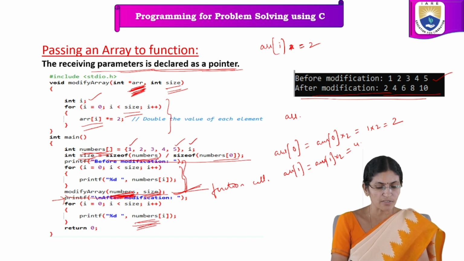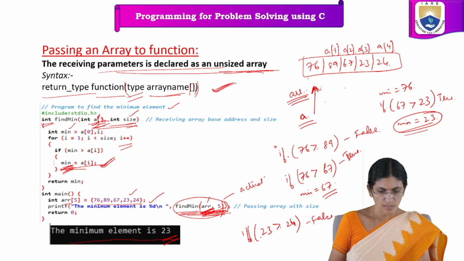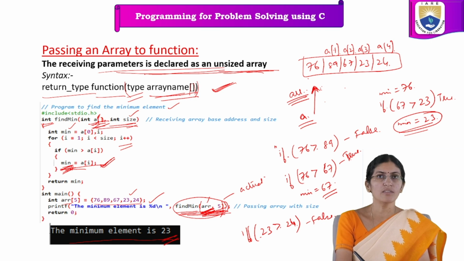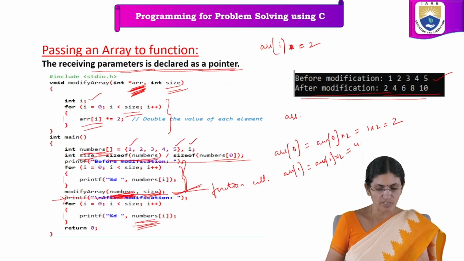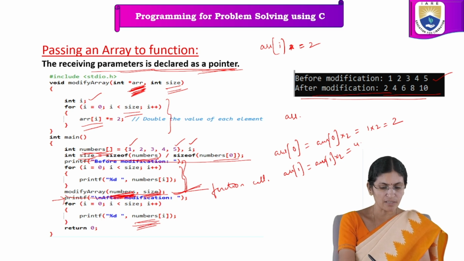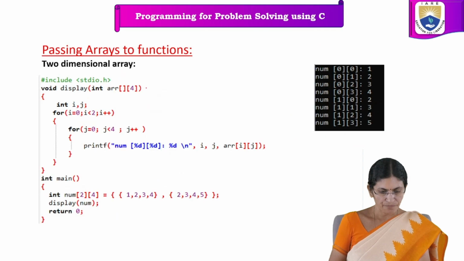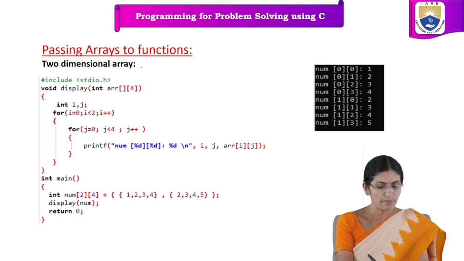In the pass by reference method, we can receive the parameters in 2 ways. The first one is by writing the name of the array, along with which we can mention the size, or we can skip the size, but the size of the array must be the same in both. The other method is that in the receiving parameters, we can receive the array as an argument by declaring it as a pointer. Next is passing a two-dimensional array.